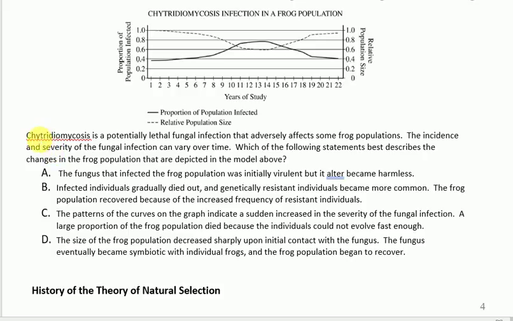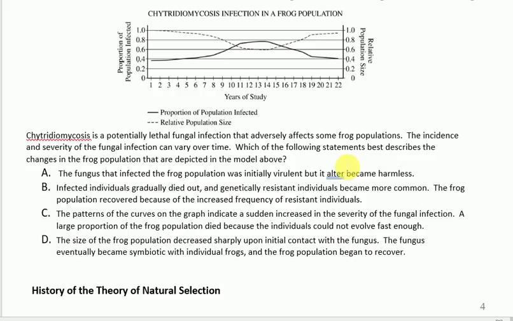The fungal infection that we're talking about, I don't even know how to say that, but I'm going to guess it's chytridiomycosis, is basically lethal, and it's going to affect the population of some frogs adversely. The incidence and severity of the fungal infection can vary over time. Which of the following statements best describes the changes in the frog populations that are depicted in the model above?